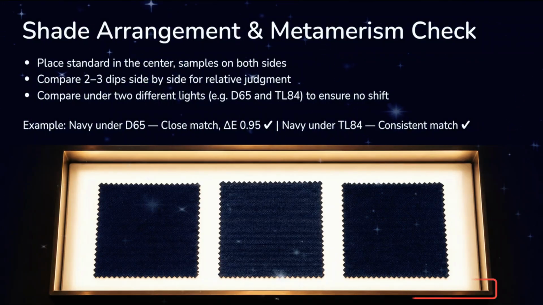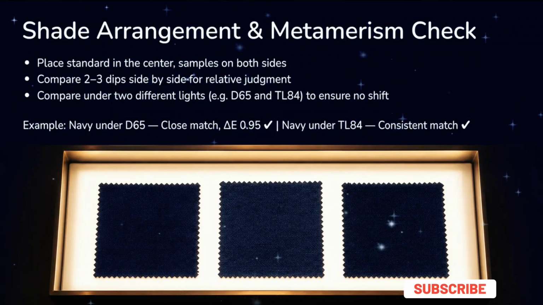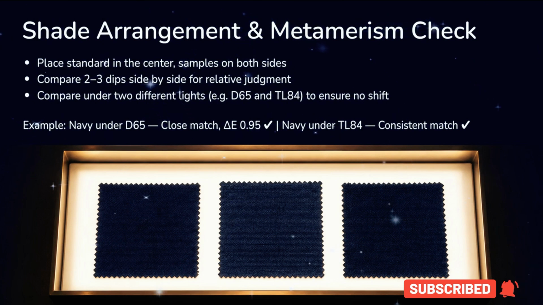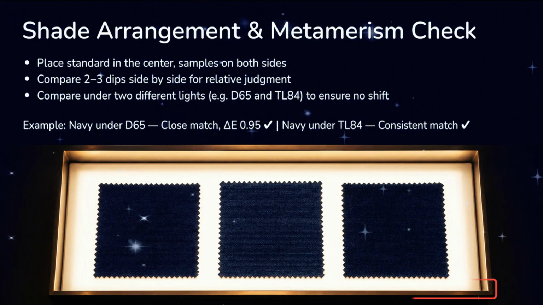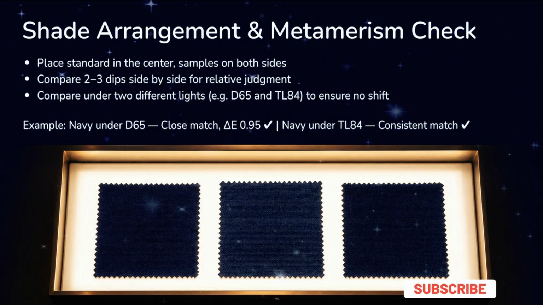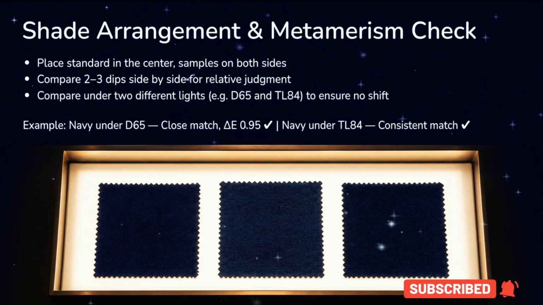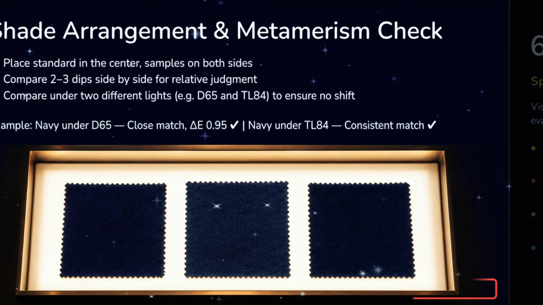For shade arrangement, place the standard in the center and samples on both sides. Compare 2 to 3 dips side by side. Perform a metamerism check under 2 different light sources, like D65 and TL84, to ensure no shade shift occurs.